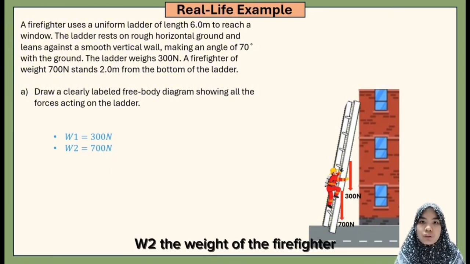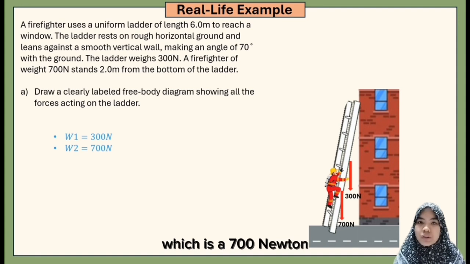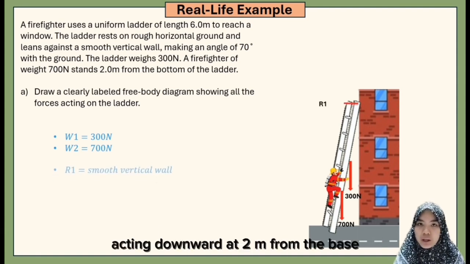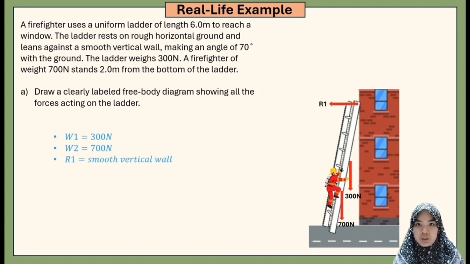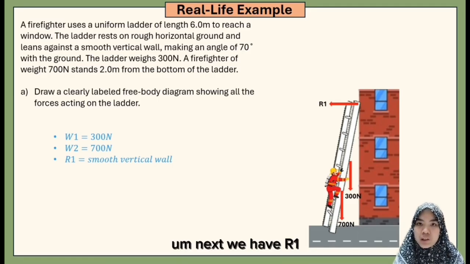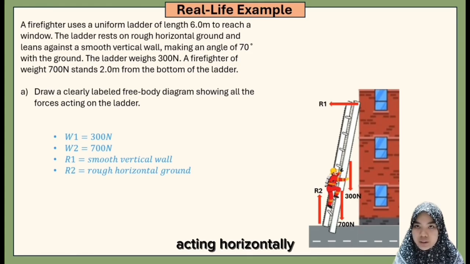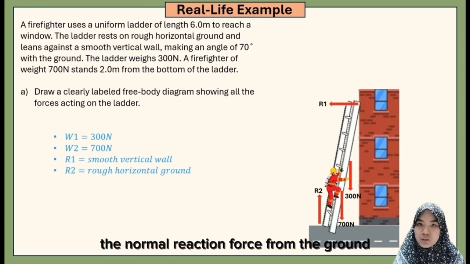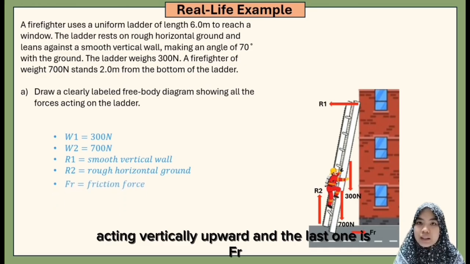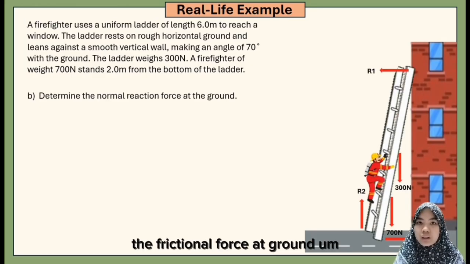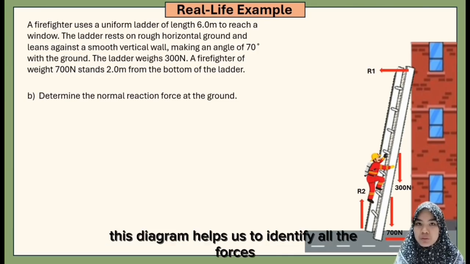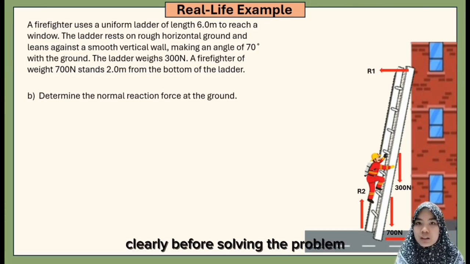W2, the weight of the firefighter, which is 700 Newton acting downward at 2 meters from the base. Next, we have R1, the reaction force from the smooth vertical wall acting horizontally. Another one is R2, the normal reaction force from the ground acting vertically upward. And the last one is Fr, the frictional force at the ground. This diagram helps us to identify all the forces clearly before solving the problem.